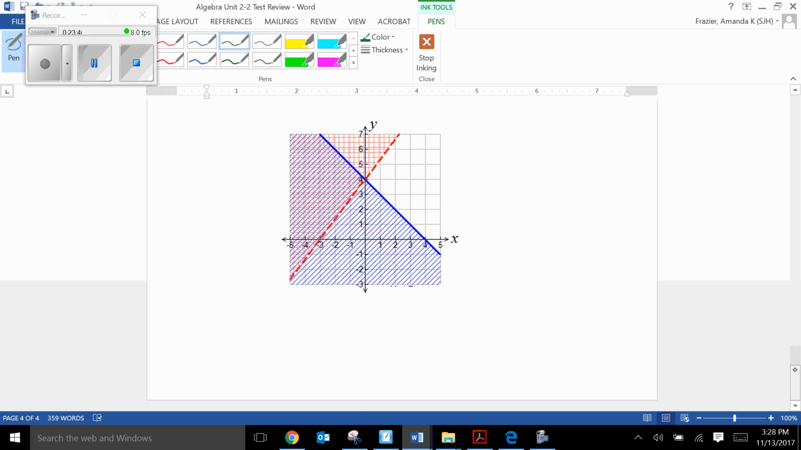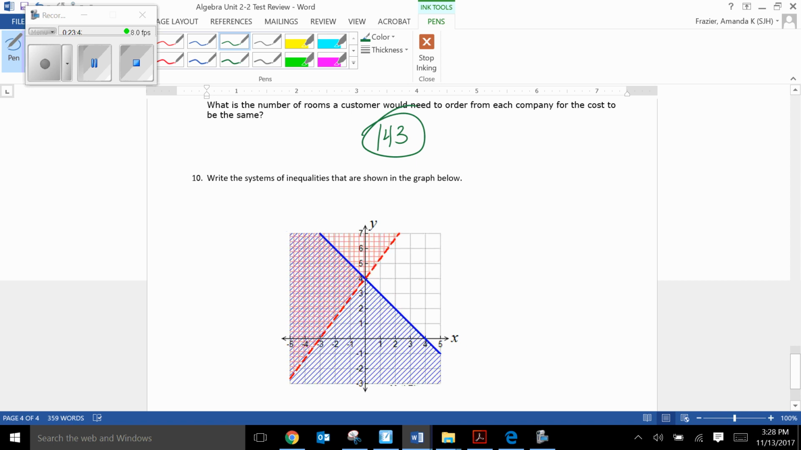And number 10, write the system of inequalities that are shown in the graph below. Okay, so let's start with my blue line. So my blue line has a y-intercept of 4. And finding another point, I can see it's going down 1 and over 1. So the slope is negative 1. So as an inequality, it's y, and I see it's shaded below the line. Since it's shaded below the line, I'm going to have y is less than negative x plus 4.